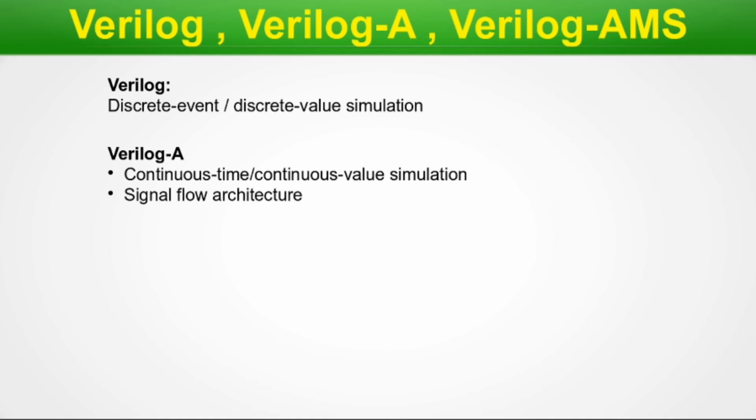Signal flow architecture. I'll come later to what these architectures are. Conservative architecture. So there are two different architectures of Verilog-A modeling. One is signal flow, another is conservative. Now let's come to see what is Verilog-AMS.